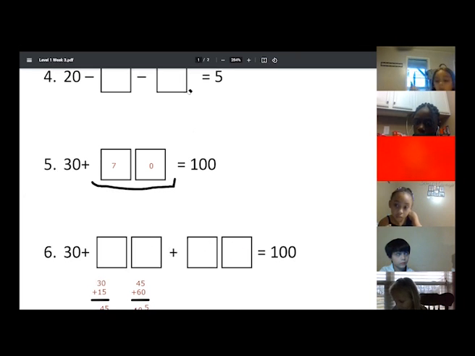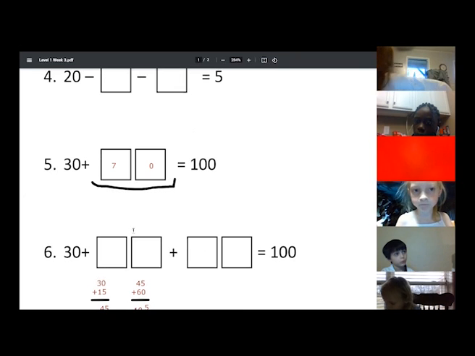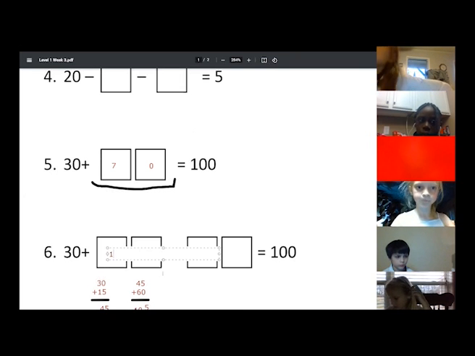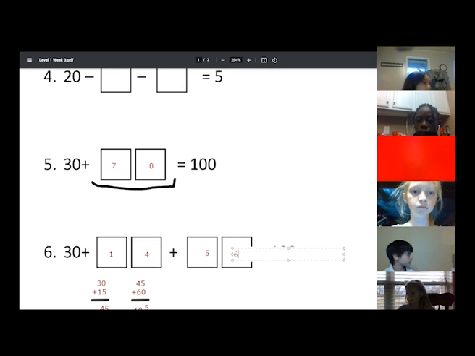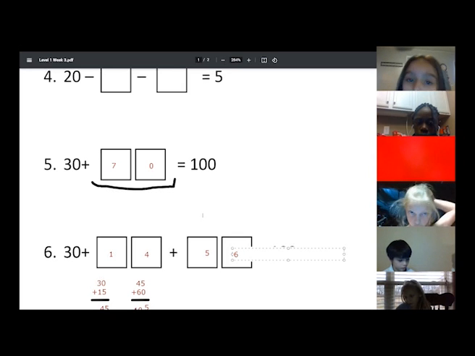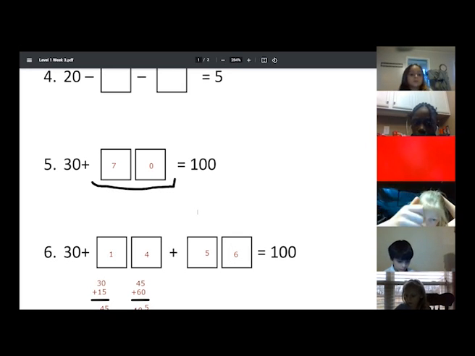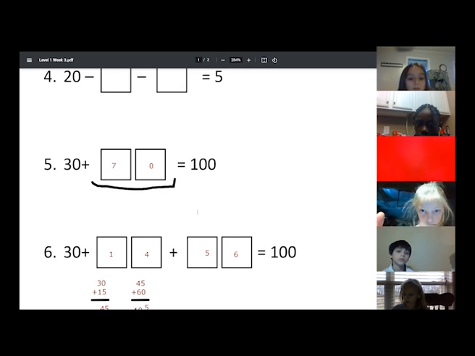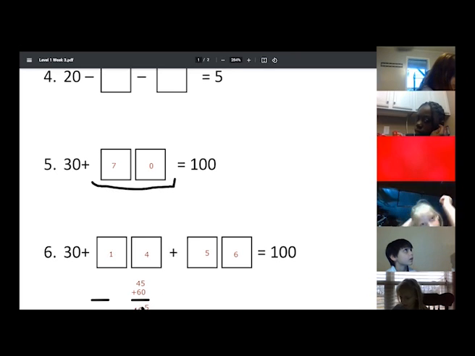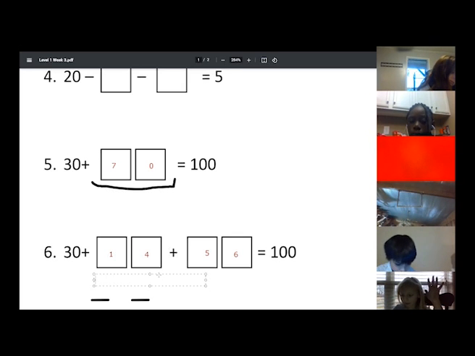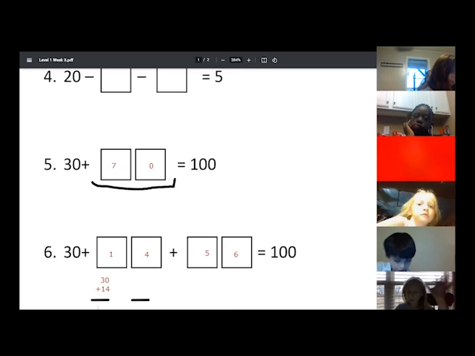14 plus 56. Okay, let's check this one out. So London says 30 plus 14 plus 56. Okay, first of all, let's make sure it follows our first rule. Give me a thumbs up if these are all 4 different numbers. Okay, so that works. Now let's try the addition. So now we're going to say, instead of 30 plus 15, we're going to say 30 plus 14. Can someone tell me what 30 plus 14 is?